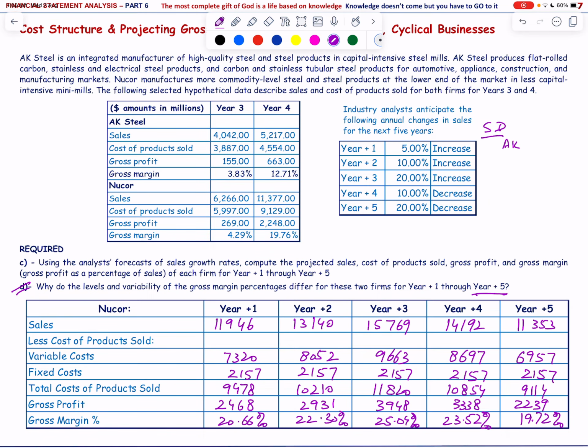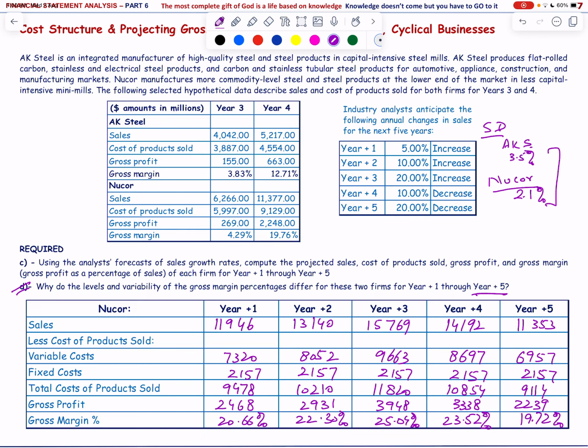AK Steel's standard deviation is 3.5%, and for Nucor it is 2.1%. So we will be using these values in explaining the analysis. Let us first of all talk about the gross margin and the standard deviation.